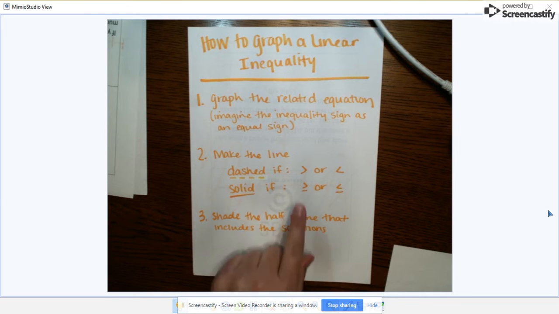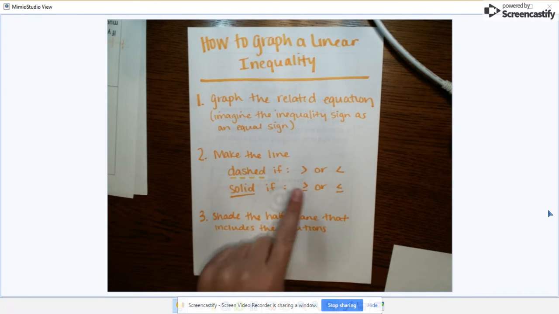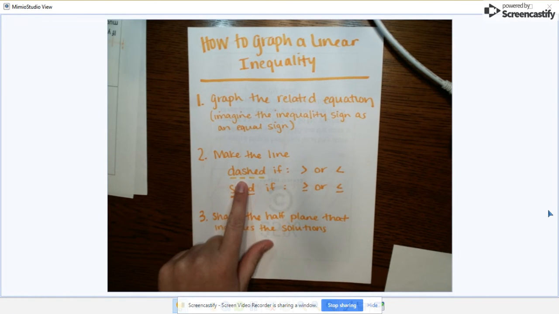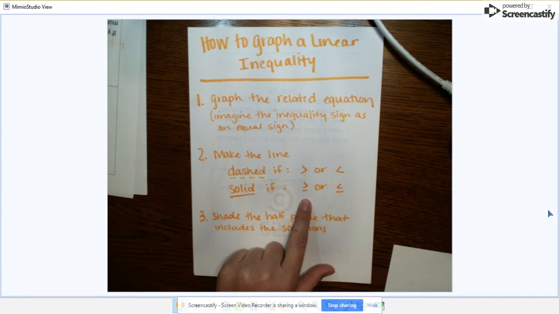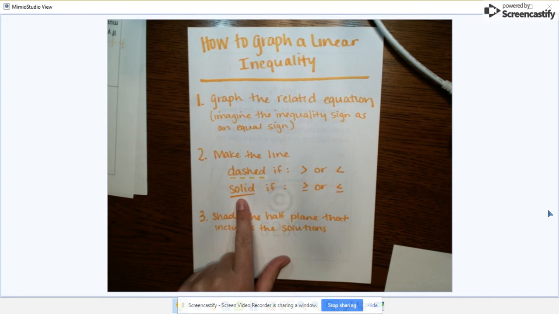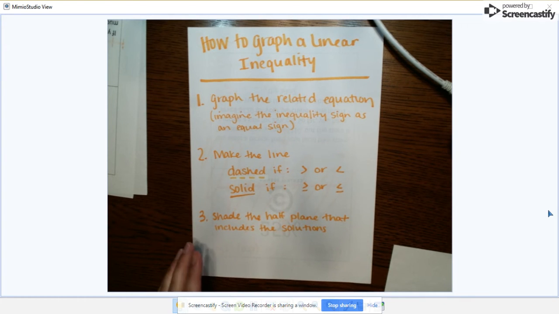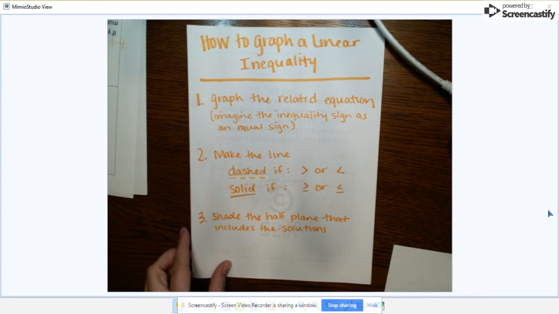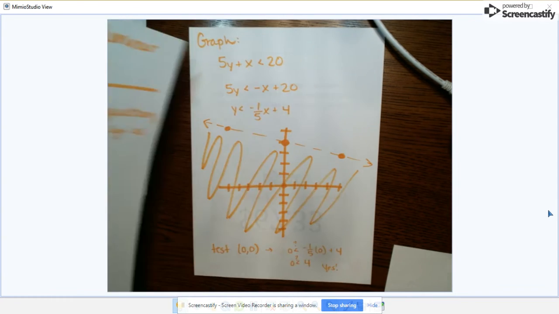If we have a greater than or less than sign, we're going to connect the points with a dashed line. If it's greater than or equal to or less than or equal to, it would be a solid line. And our last step is to shade one side of the line that's going to indicate our solutions. So we'll go through a couple examples.